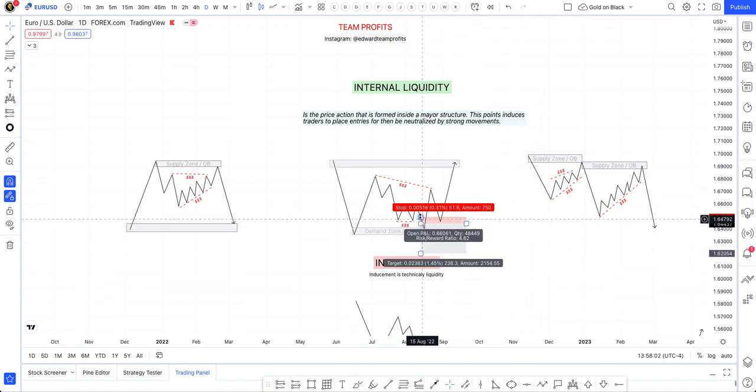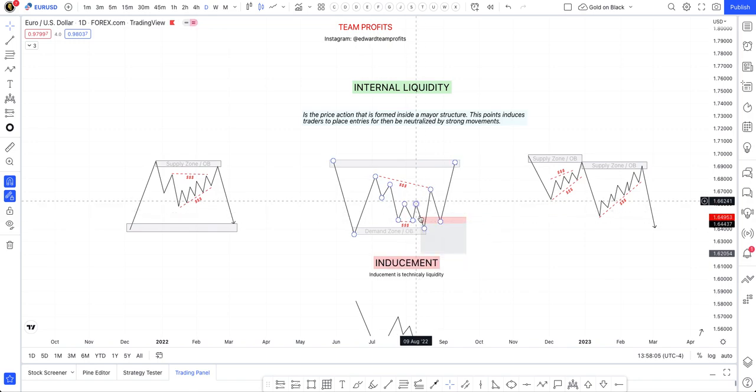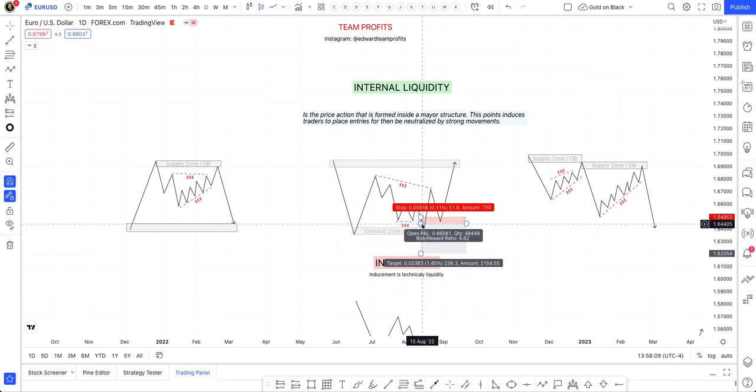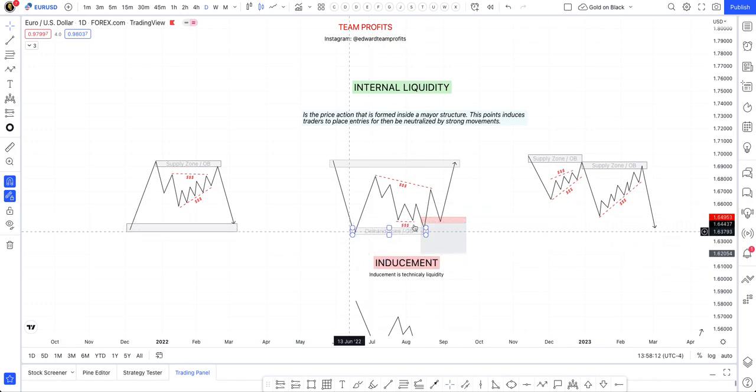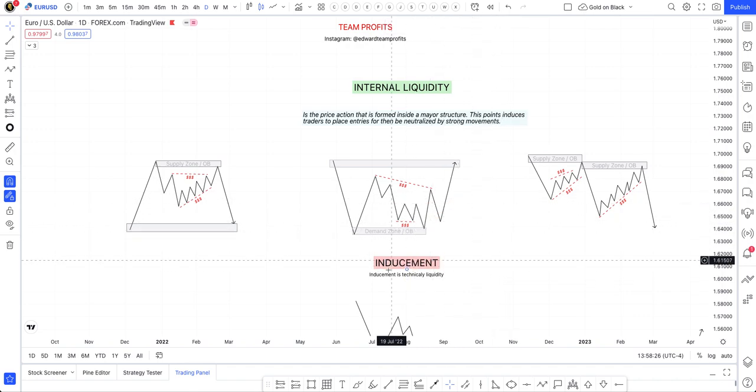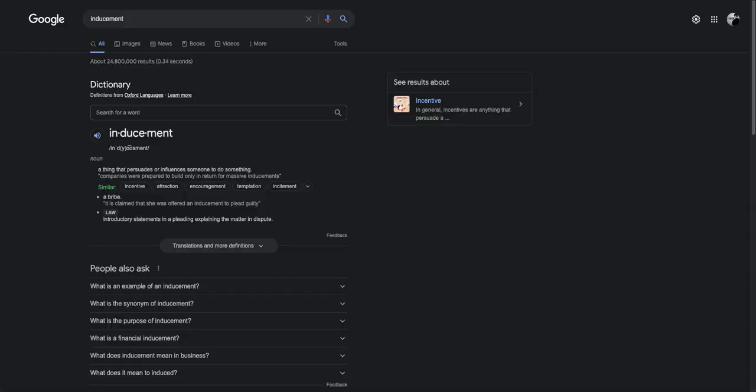So basically what's happening right here, this little drop, this little trap from the market, will induce traders to jump into sells. What they don't know is that there's an order block right here getting ready. There's a zone where buy limit orders get activated and then push the market strongly to the upside. If you don't know what inducement is, you can just go on Google and type in inducement. What is inducement? It's a thing that persuades or influences someone to do something.